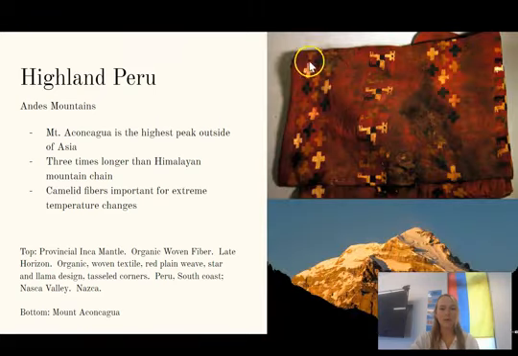So highland Peru is up in the Andes Mountains. Again, Mount Aconcagua is the highest peak outside of Asia. It's this hugely long mountain chain. And up here at these very, very high elevations, the use of alpacas and llamas was very, very important. People could use these animals for their milk, they could use them for meat. But when you're living in these really extreme mountainous conditions, the weather can change by about 50 degrees from daytime to nighttime in Fahrenheit.